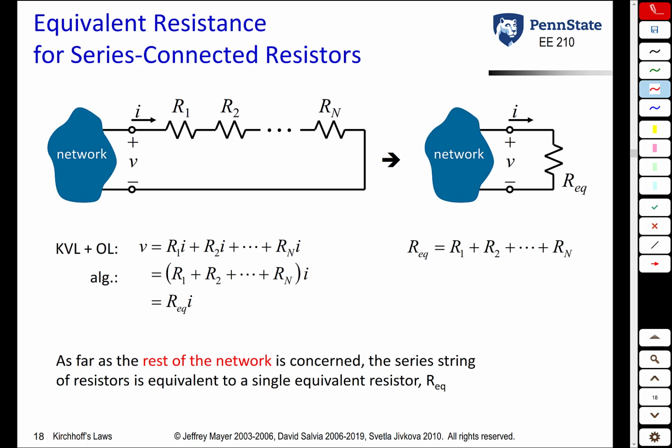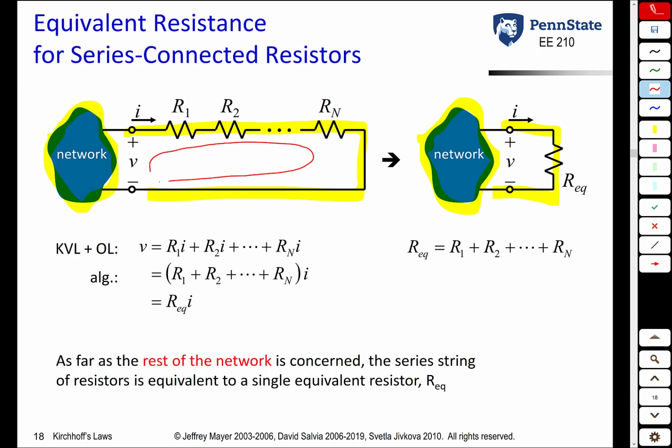You can also combine resistors in series and see that that's fairly simple as well. So once again, suppose you have a circuit, a network, connected to a whole bunch of resistors in series. As far as this network is concerned, it doesn't know the difference between the series connection of resistors and a single equivalent resistor called R equivalent. So let's find the value of that equivalent resistance.